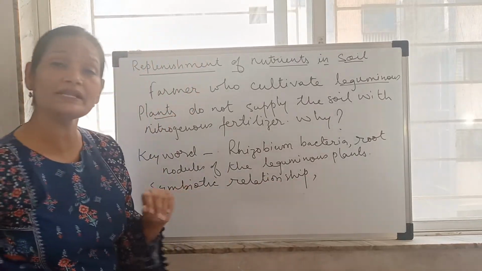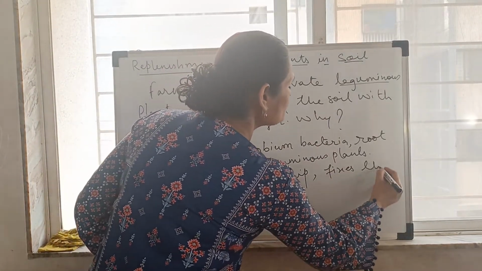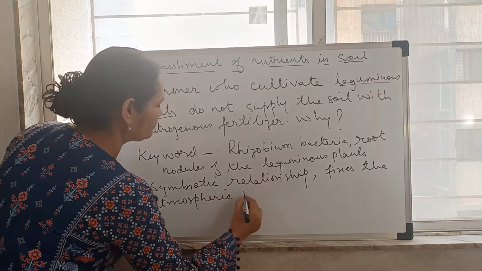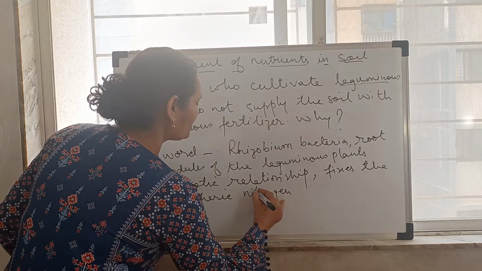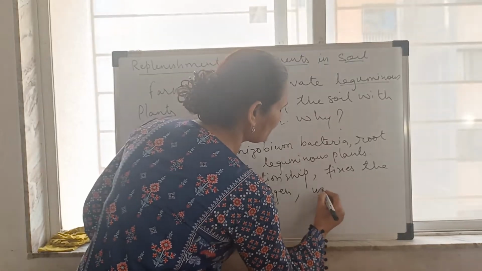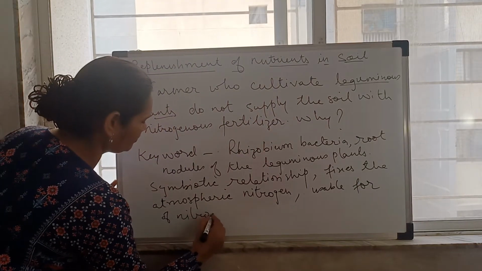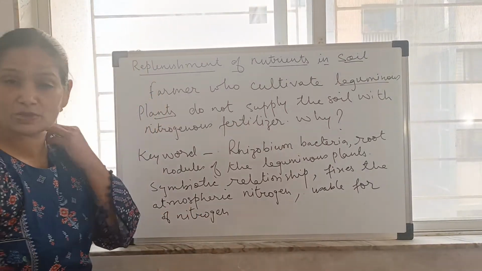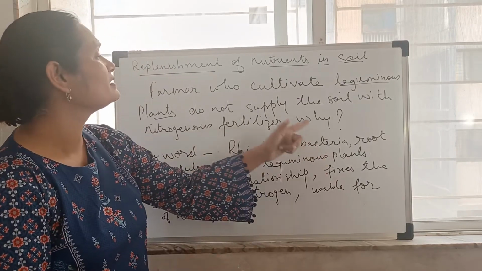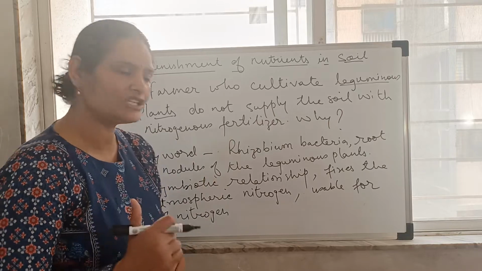And what else? The rhizobium bacteria fixes the nitrogen. Rhizobium fixes the atmospheric nitrogen, and it converts it into an absorbable form of nitrogen, or usable form of nitrogen for plants. And thus, as the soil is again rich with nitrogen, the farmers do not supply their fields with the nitrogenous fertilizer or the nitrogen fertilizer. Understood?